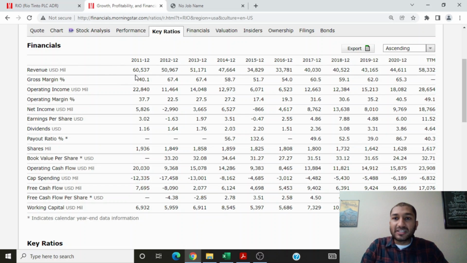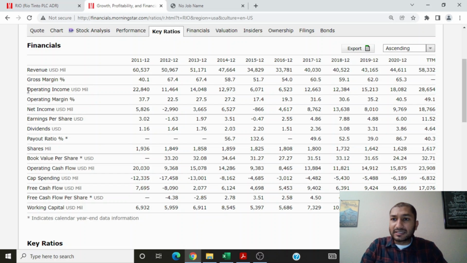Back in 2011, the company's revenue was about $60 billion. And for the trailing 12 months, that number was about $58 billion. When we look at the past 10-year trend, we can see that the company's revenue was declining all the way through about 2016. And ever since then, the company's revenue has slowly been trending upwards. Ideally, we want the company's revenue to be staying steady or increasing.